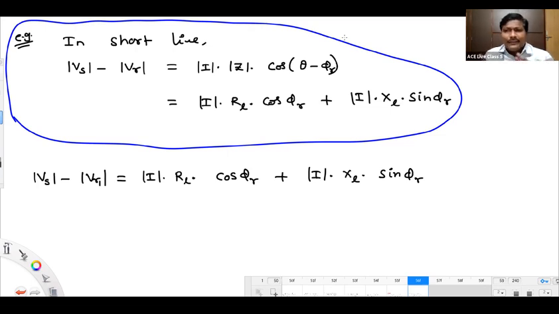And it's a very well-known thing that this whole number is a positive value. So Vs minus Vr1 is a positive value for us. So definitely receiving end voltage Vr1 will be less compared to Vs in magnitude. Is that okay? Mod Vr1 is less compared to mod Vs. Okay. Next thing.